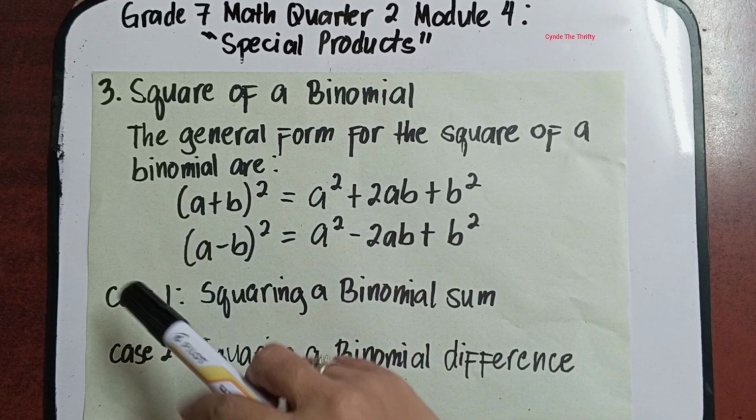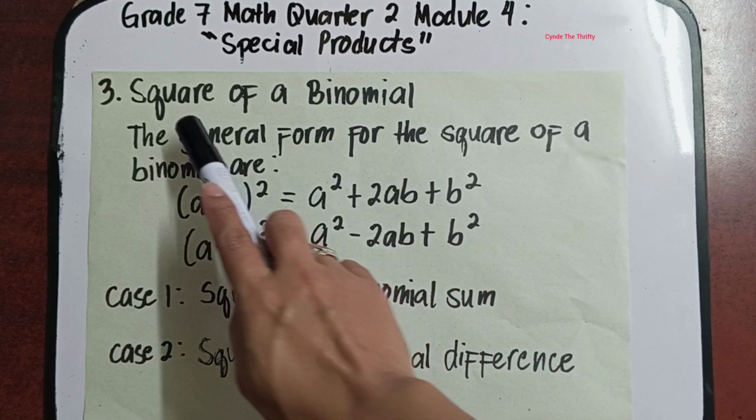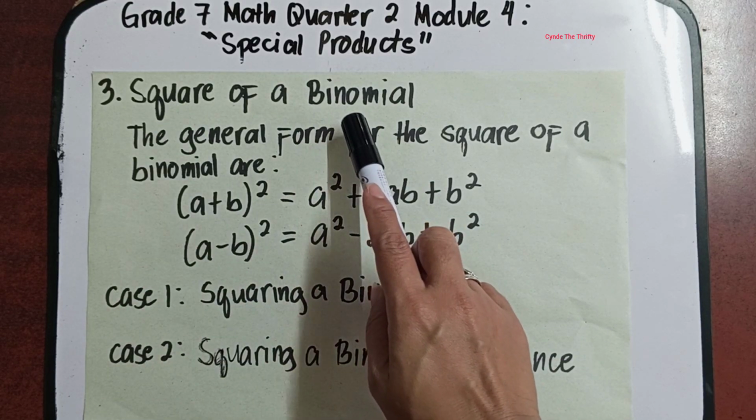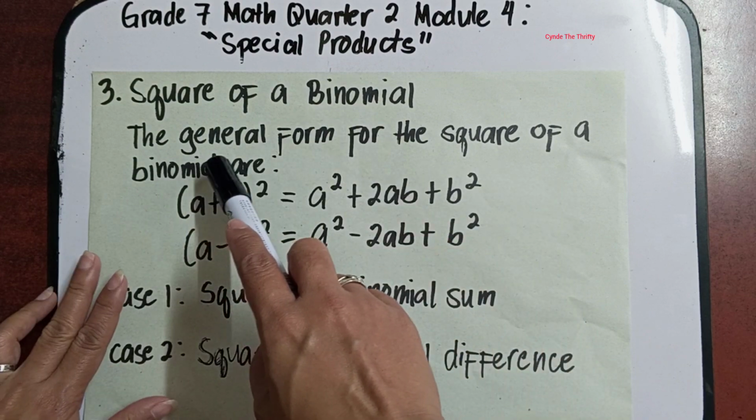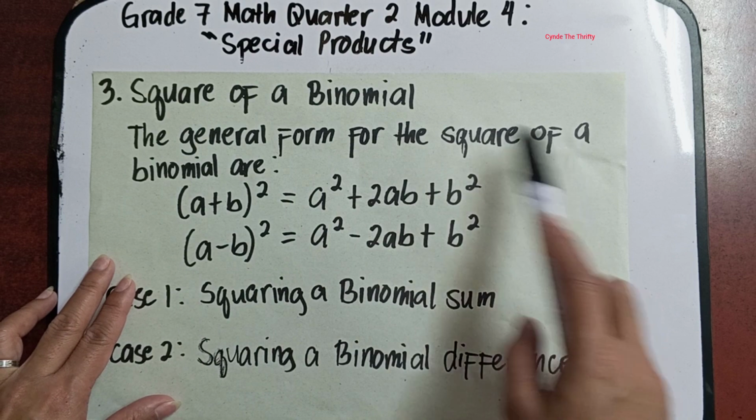Nasa pangatlong type na tayo ng special product. So that is square of a binomial. Ano yung square of a binomial? Ang square of a binomial is meron siyang general form.